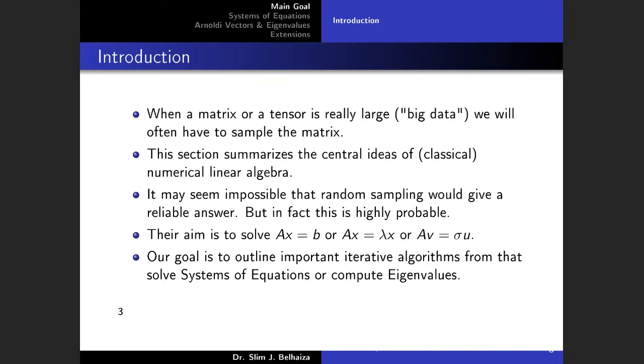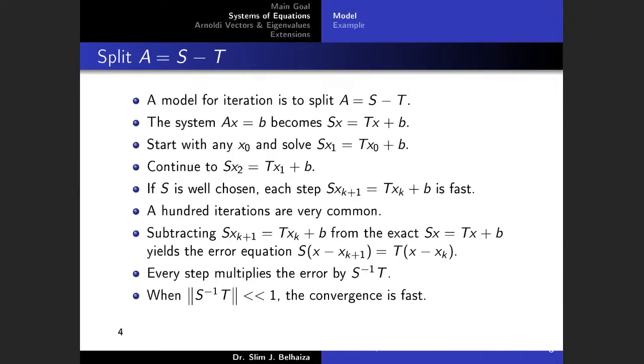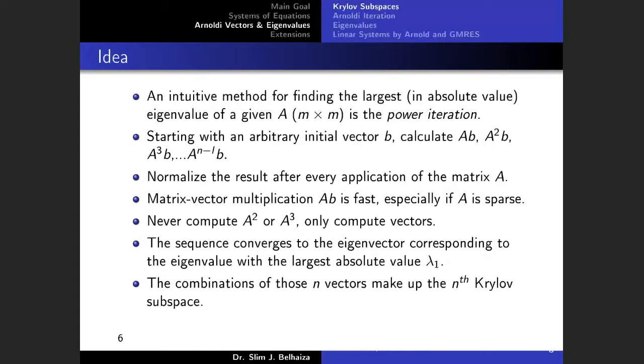So we said last time that big data mainly deals with large, huge matrices and tensors. And it's often a problem even to solve linear systems or find eigenvalues and eigenvectors or singular value decomposition for such matrices. So the goal now is to deal with these problems from a numerical point of view. And I gave a small example on how to split a matrix in a way that we could iterate and solve a linear system. And we talked about what we call Krylov subspaces.